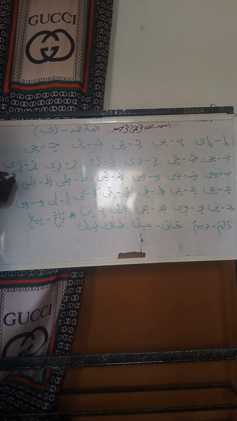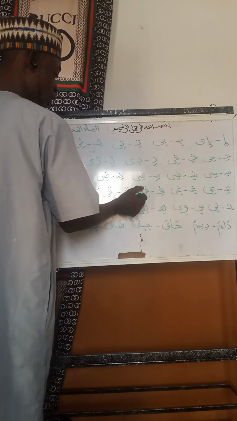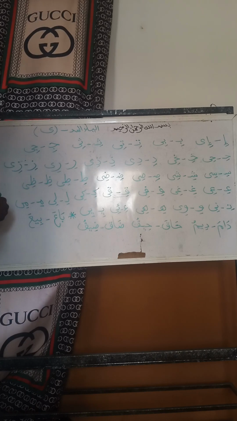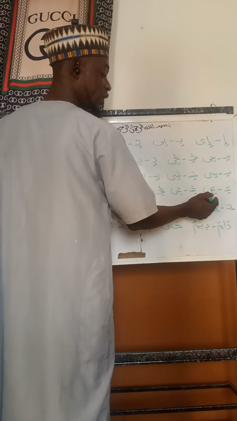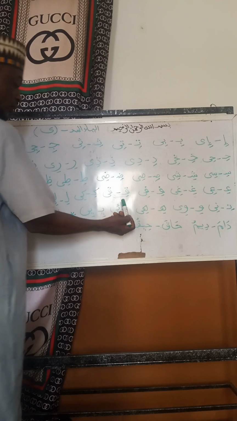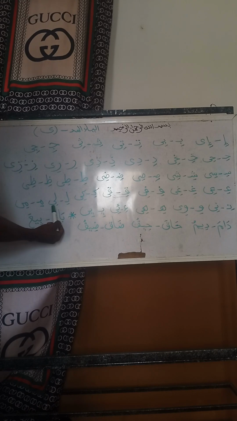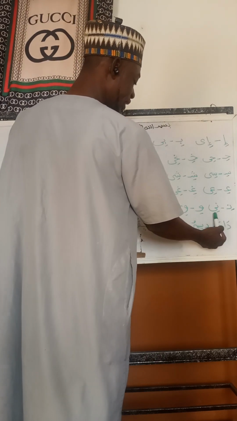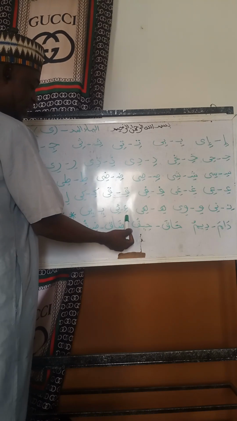This is Z, and this is Z. This is C. She, She. D. Z. Fi, Pi, Ki, Li, Mi, Ni, We, He.